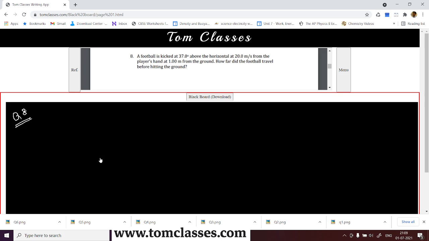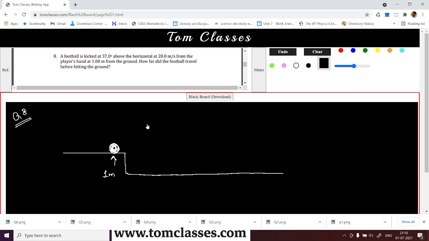So let's see that this is the ball, and this distance is 1 meter. The ball has been hit from here, kicked at an angle of 37 degree above the horizontal at 20 meter per second. U is equal to 20 meter per second, from the player's hand at 1 meter from the ground. So how far is it going to travel?